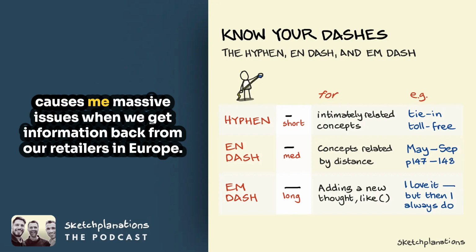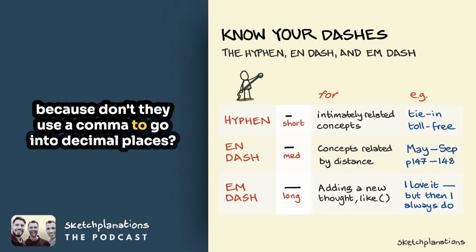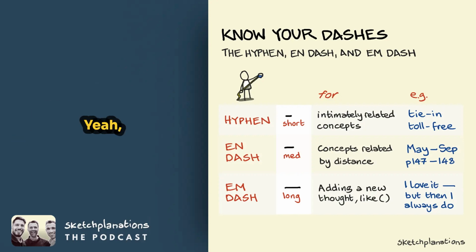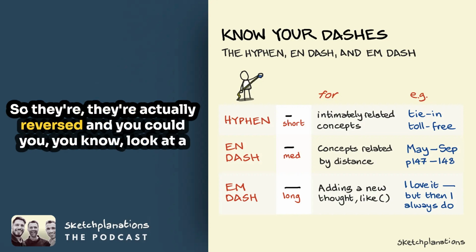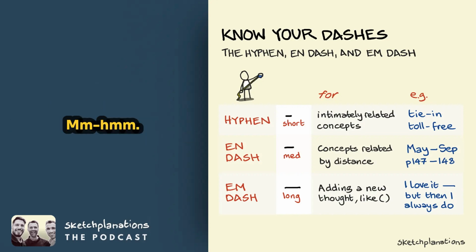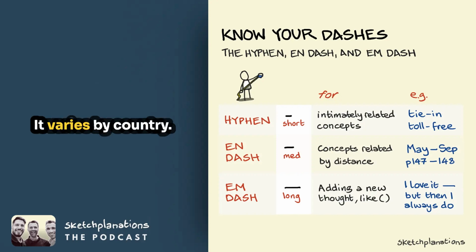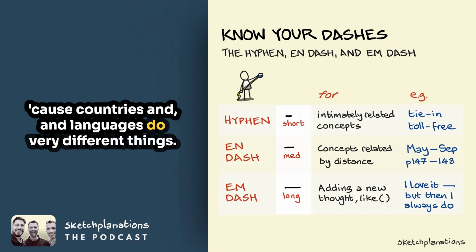Oh, it causes me massive issues when we get information back from our retailers in Europe. We have to have code that converts it all back from dots to commas. Because don't they use a comma to go into decimal places? Exactly. So they're actually reversed, and you could look at a number and think it's a completely different one. So my point about the hyphens and N dashes and M dashes is that it varies by country, because countries and languages do very different things.